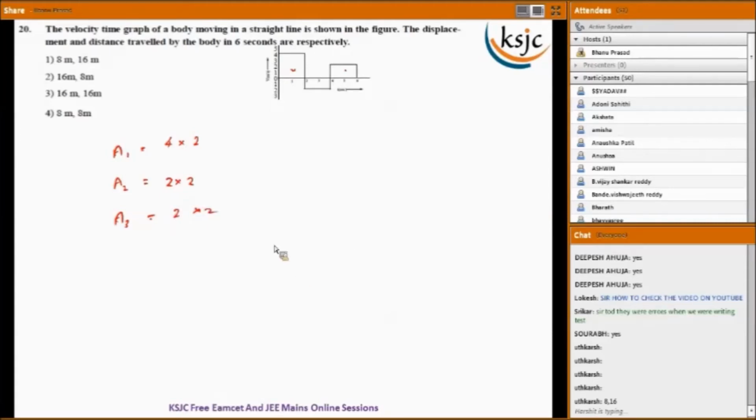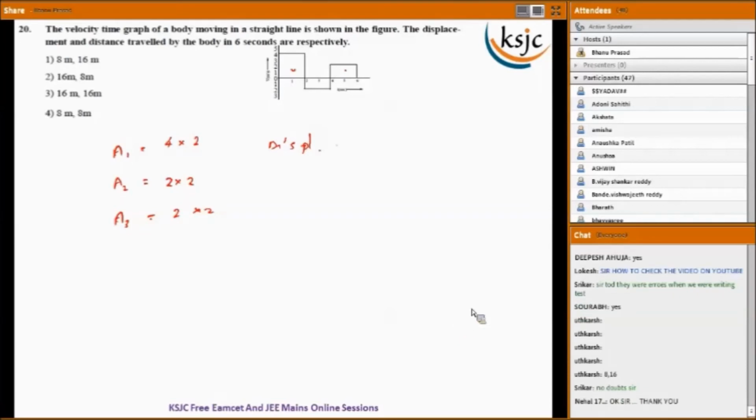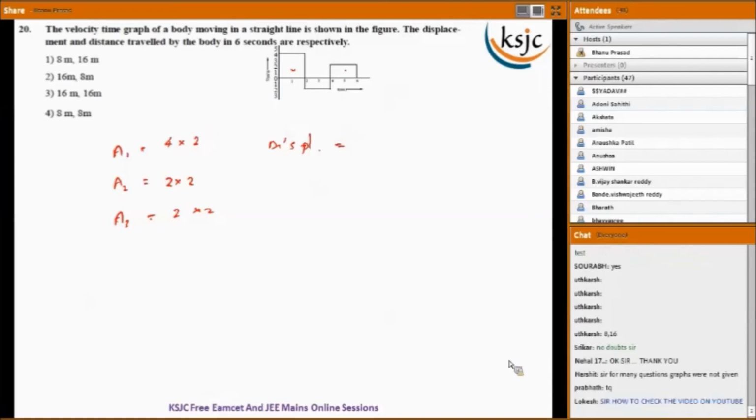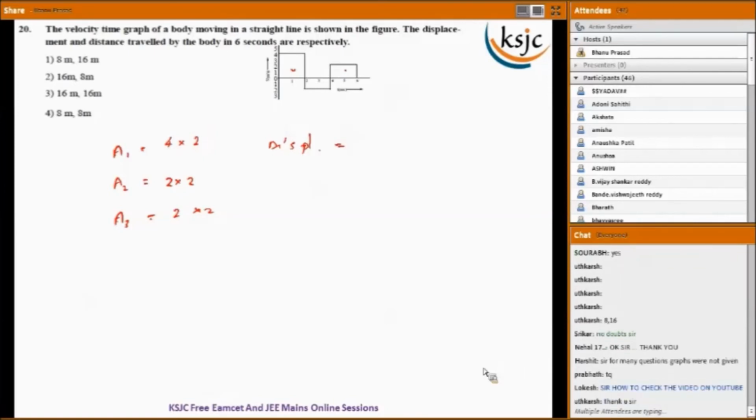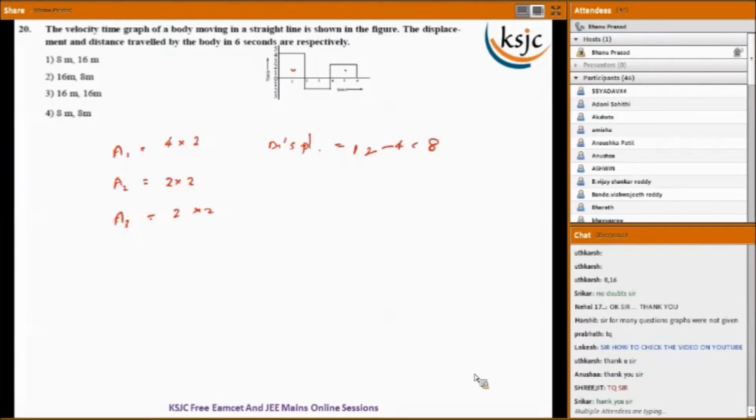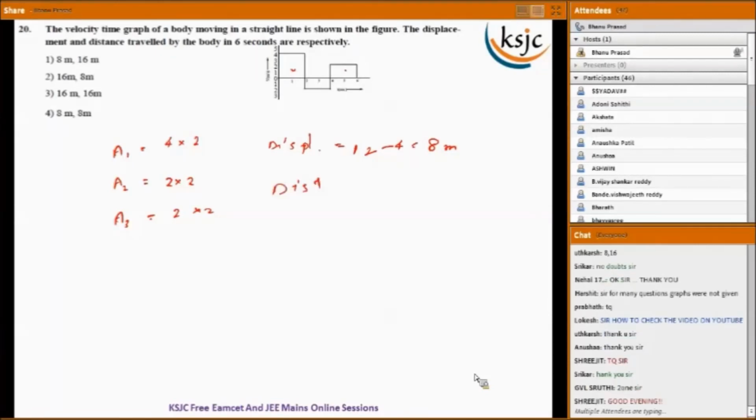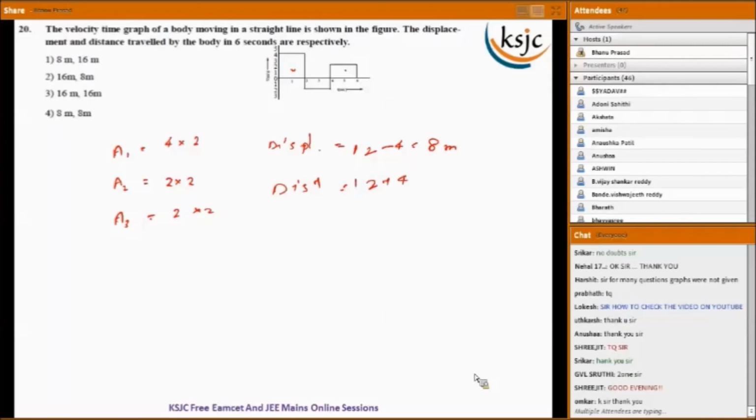Now, for the displacement, we have to calculate the area above the x-axis minus the area below the x-axis. So this becomes 8, this becomes 4. 12 minus 4 comes out to be 8 meters. Whereas for distance, we will write 12 plus 4, area above and area below. That comes out to be 16 meters. So your option would be 1 for this.